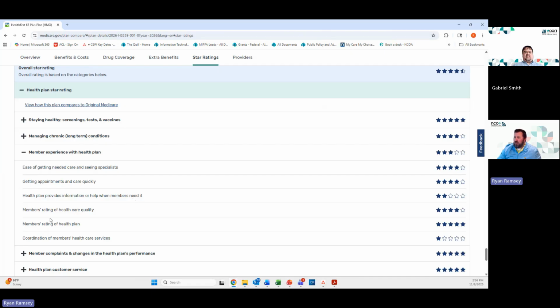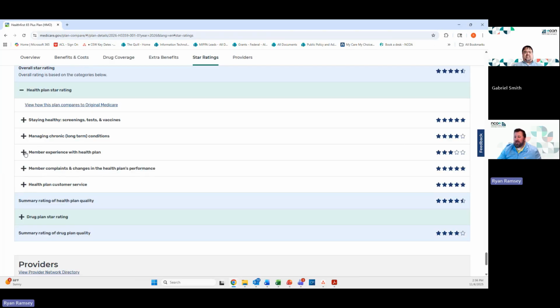Members' ratings of healthcare quality, members' ratings of their health plan, coordination of members' health services. The higher stars means there's better coordination. So most likely the plan is relying on the beneficiary to coordinate their own health services, as opposed to that plan taking a large role in doing that.